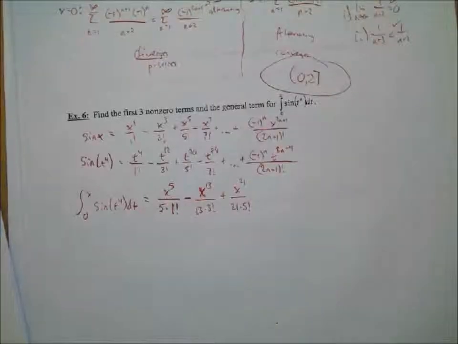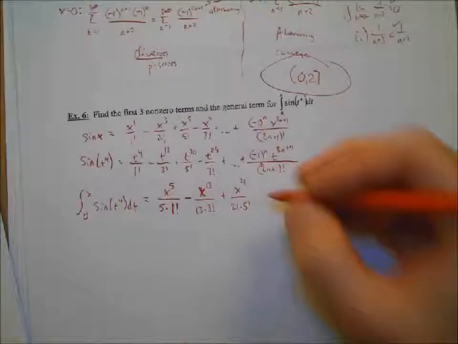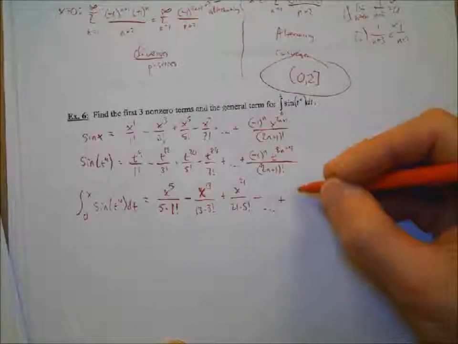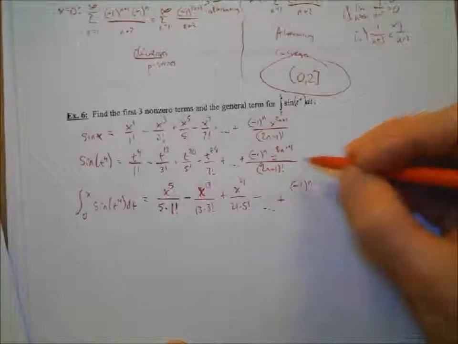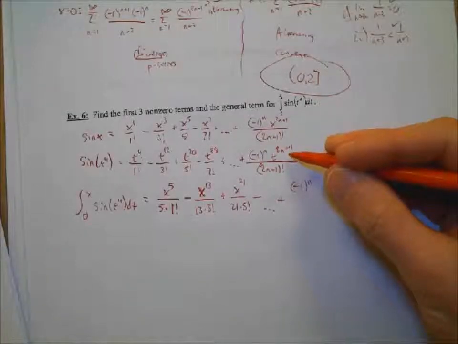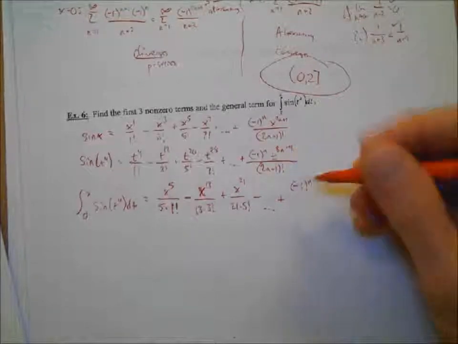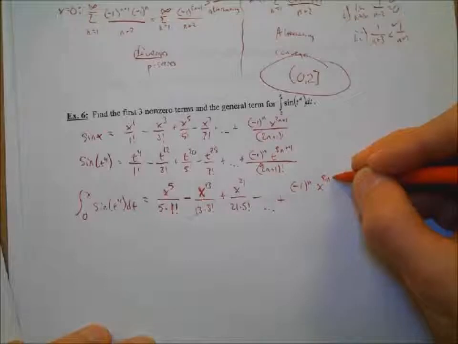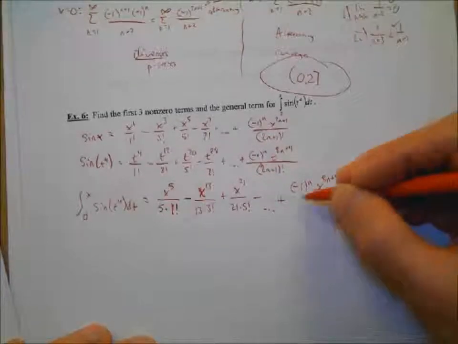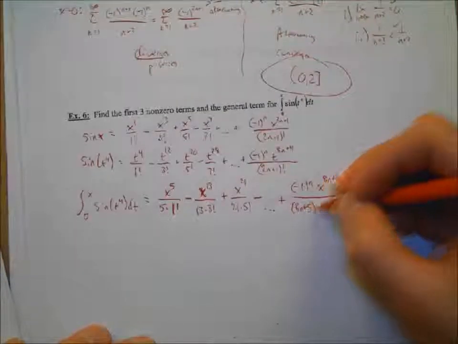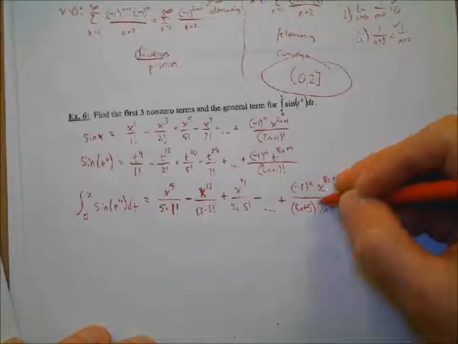We only need the first 3 non-zero terms, so I'm not going to worry about the t to the 28th one. That's all we needed. Minus dot dot dot plus, but we are going to get that general term, right? So negative 1 to the n. We're going to integrate t to the 8n plus 4. We add 1 to our exponent, so it becomes x to the 8n plus 5 over the quantity 8n plus 5, that new power, times 2n plus 1 factorial.